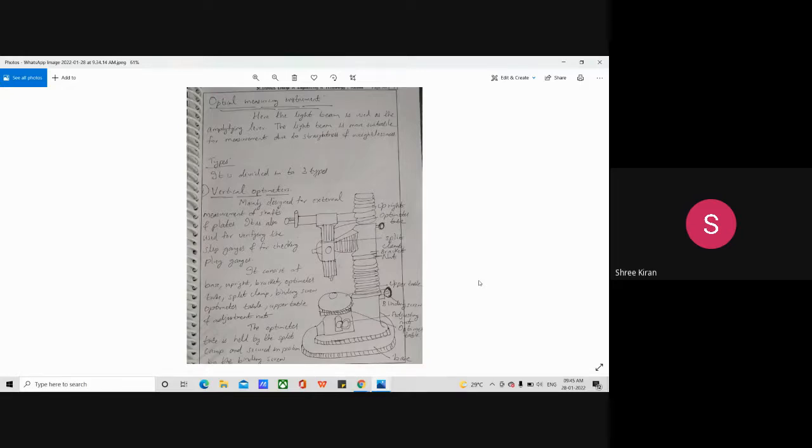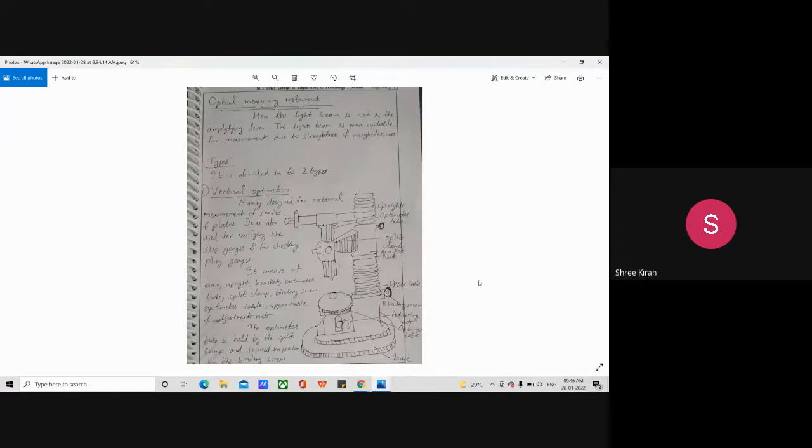In the case of optical measuring instruments, the light beam is used as the amplifying lever, and the light beam is more suitable for measurement due to straightness and weightlessness. Light beam is mainly used for amplifying the lever. That's what we say in the main case of optical measurement.